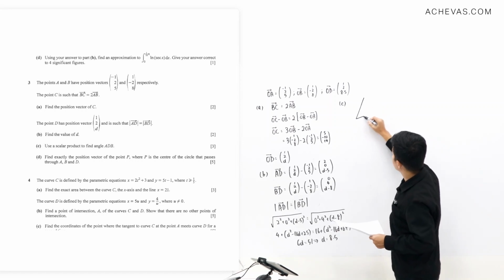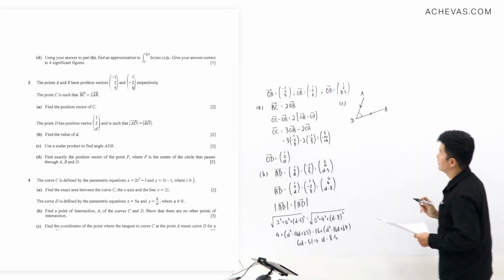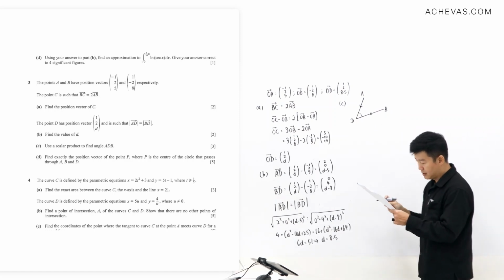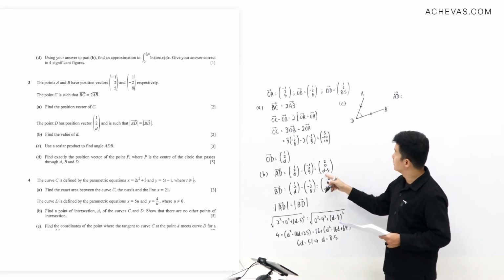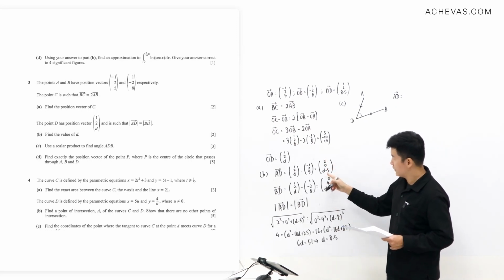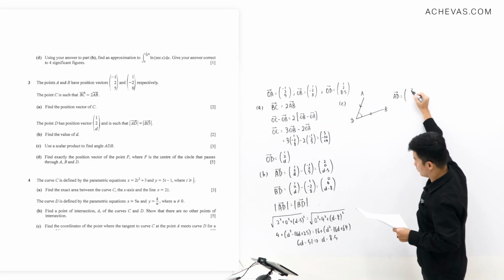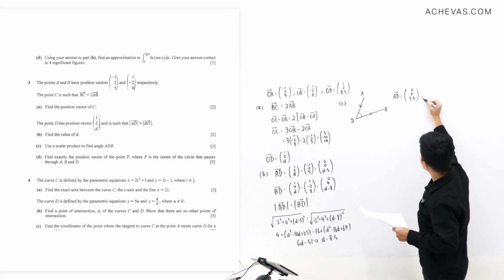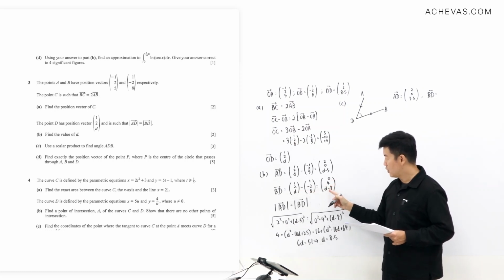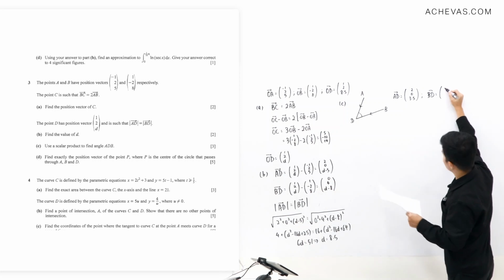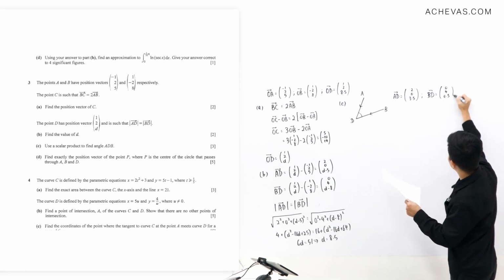So if I were to just do a quick sketch for myself, ADB, we are going to try to find this angle. If I were to use the scalar product, I'm going to make use of these two vectors. So vector AD is going to be this, (2, 0, D), which is 8.5 minus 5. So it's going to be (2, 0, 3.5). Then AD is that, then BD. BD, we have it here, (0, 4, and then 8.5 minus 8), which is going to be (0, 4, 0.5).